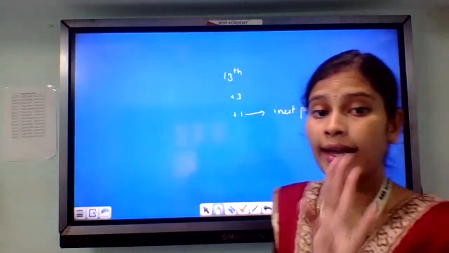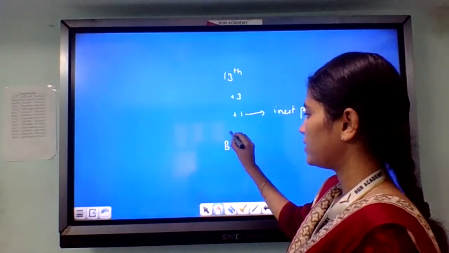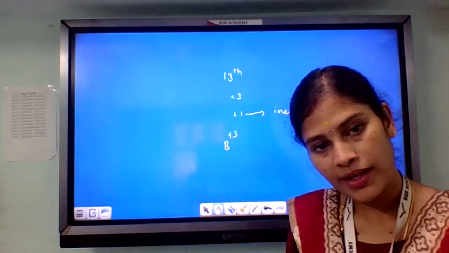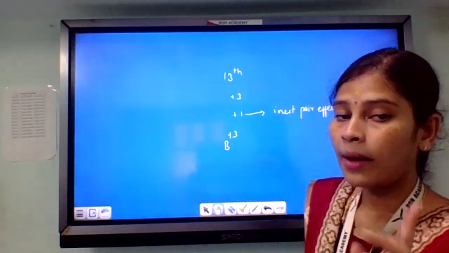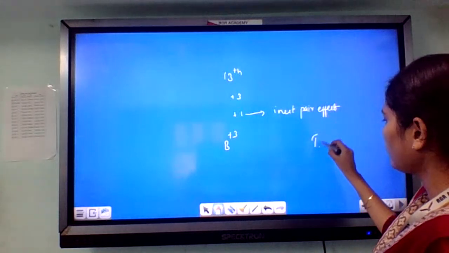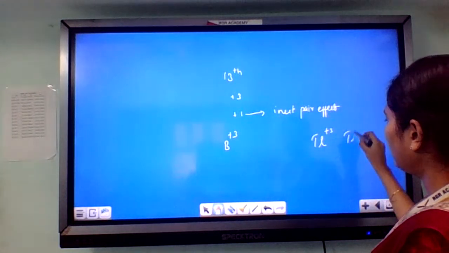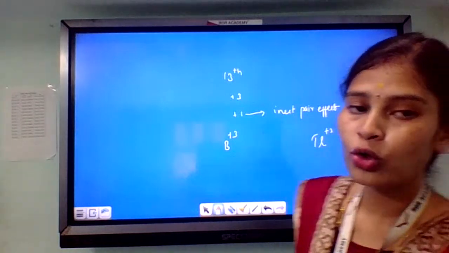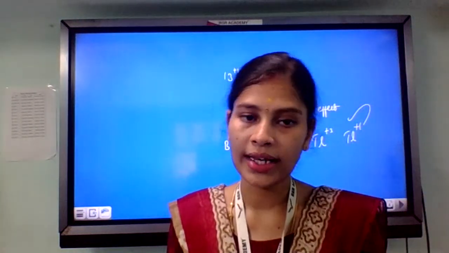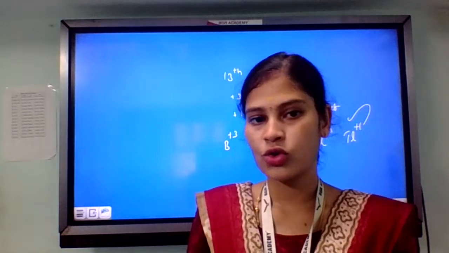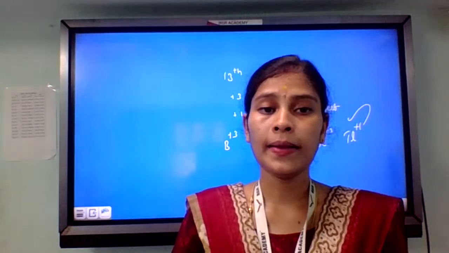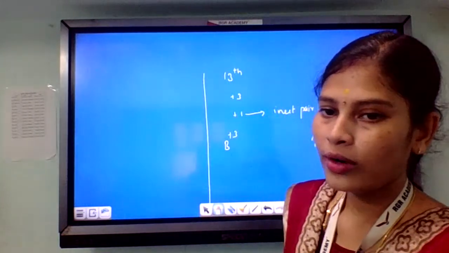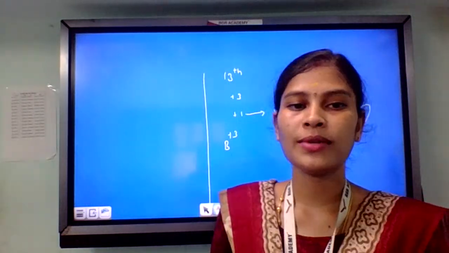So boron can exhibit only plus 3. But the remaining elements can exhibit plus 1, though the stable one will be plus 3. But for thallium, plus 3 and plus 1, the more stable one is plus 1. As we move down the group, the lower oxidation number stability increases. So the trends we should know. Clear?